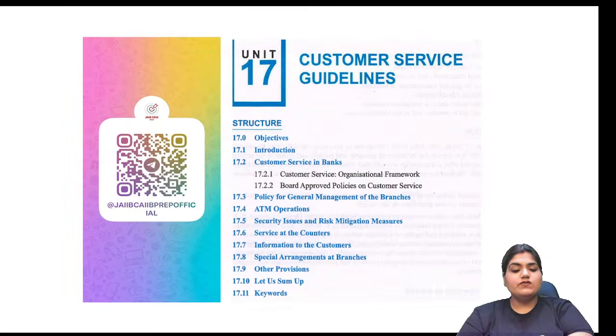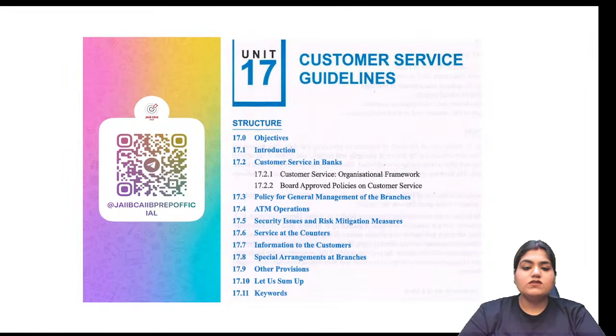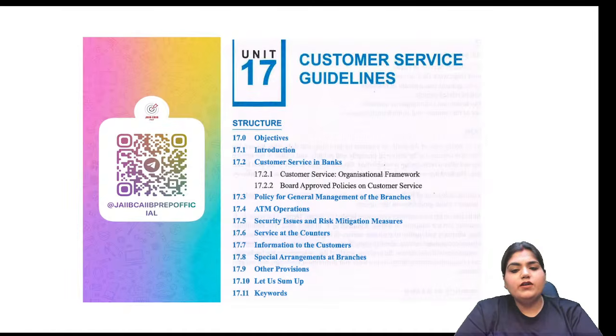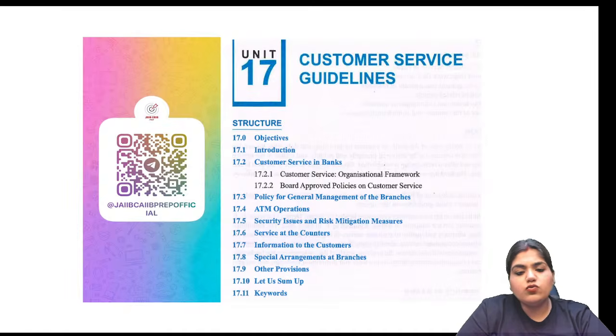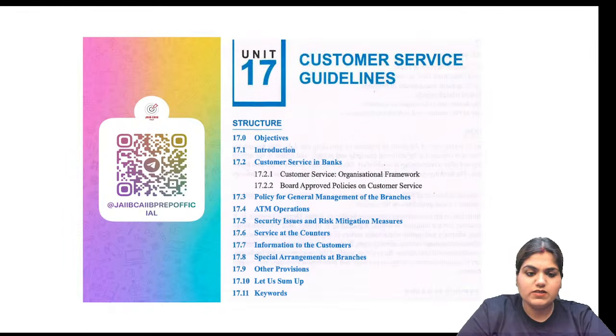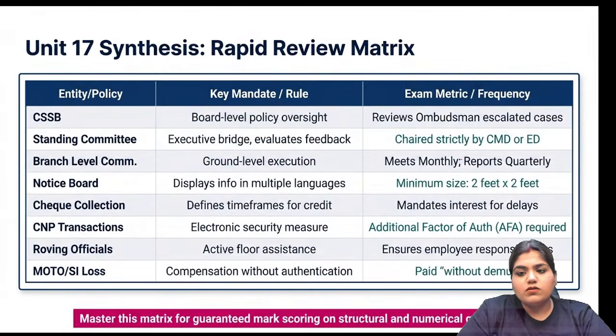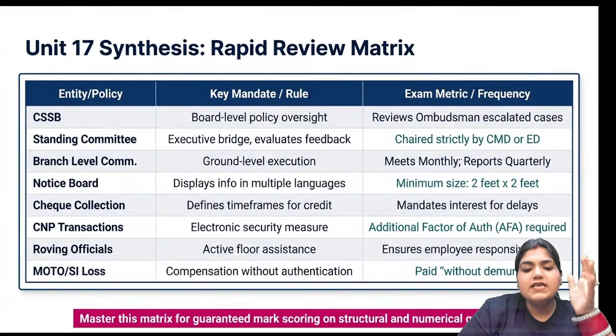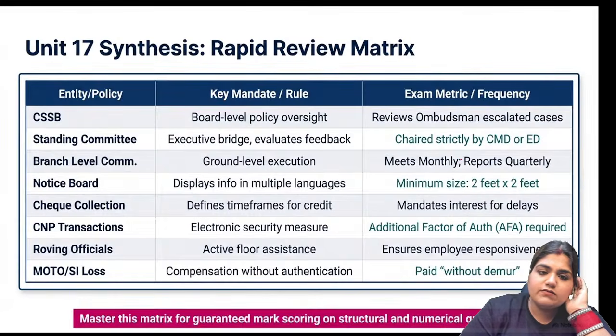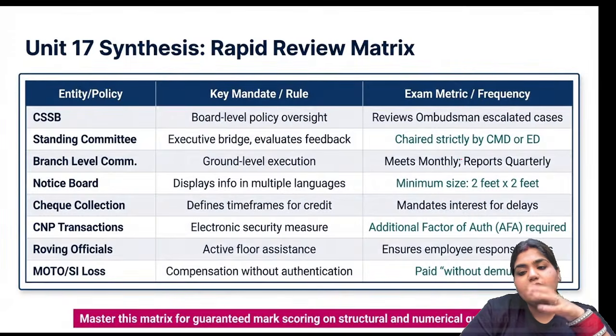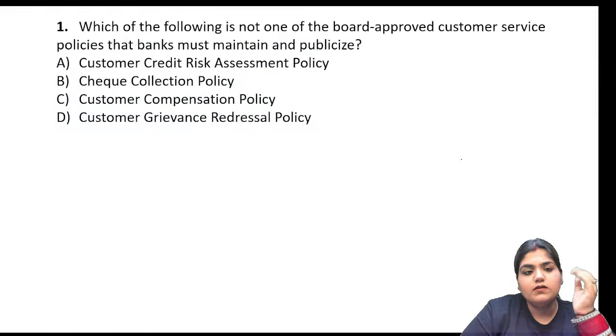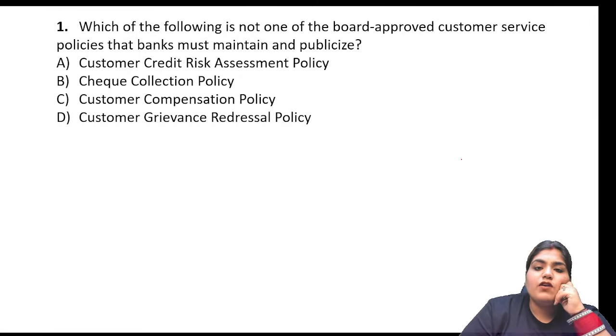Now we have Unit 17. Unit 17 talks about basically the ATM operations. Again, not a very important unit. Just go through the units and attempt the MCQs and it will be sufficient. So, this is the key synthesis of Unit 17. Okay? What branch does what? What is the exam metrics? What are the things you need to keep in mind? Go through this chart.